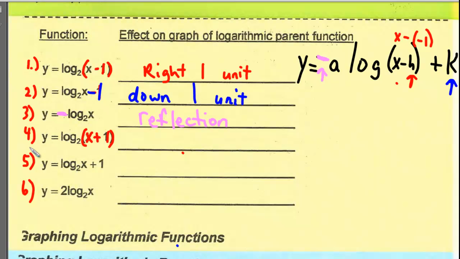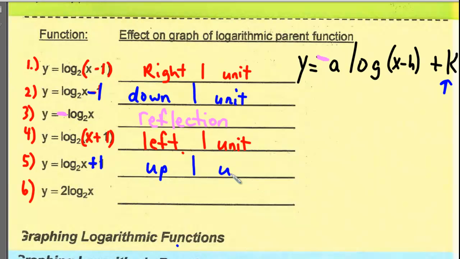In the next example, 4, we have x plus 1 in parentheses. So h had to be negative 1. So this graph moves left 1 unit. In the next example, we have plus 1. Again, this is not in the parentheses. So this is k. This graph moves up 1 unit. In the last example, notice that I now have a 2 being multiplied to the log out front. This is a vertical stretch by 2.